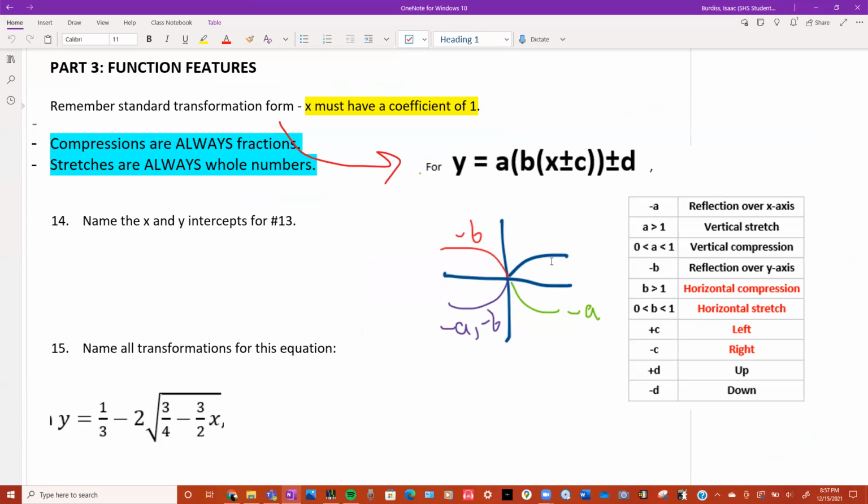The test makers know you mix them up, so they'll put the other thing on there, of course. But remember the standard transformation form: x must have a coefficient of 1. Stretches are always fractions, compressions are always whole numbers. So even if you might think that something is a stretch, it might be a compression. You'll just see when we get to it, number 15 especially. That is the standard transformation form equation. It shows what happens when A or B are negative, and what all the different parts are.